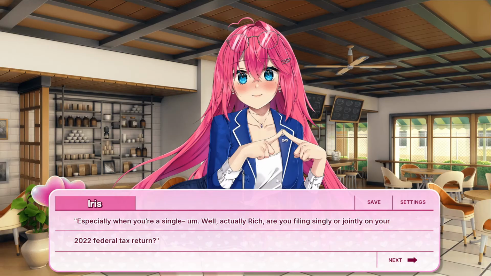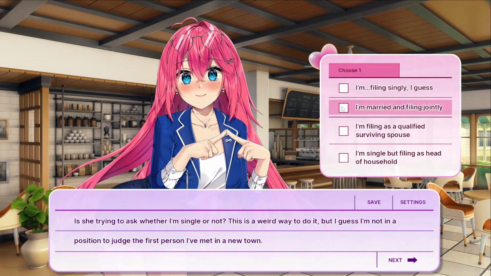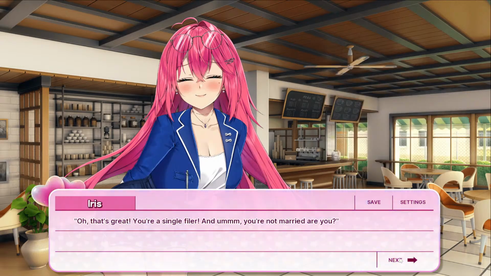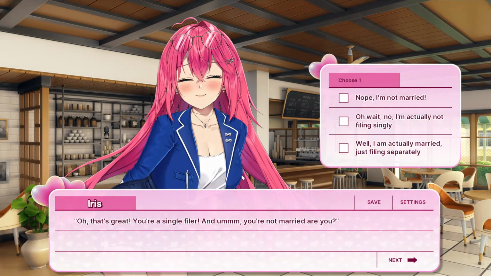Replay previous question. What if we're single but filing as head of a household? Filing as qualified surviving spouse. Head of a household, as in... What does that mean? Whatever, let's just go single. That's great, you're a single filer. And you're not married, are you?